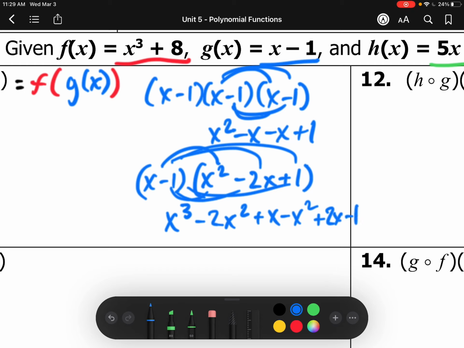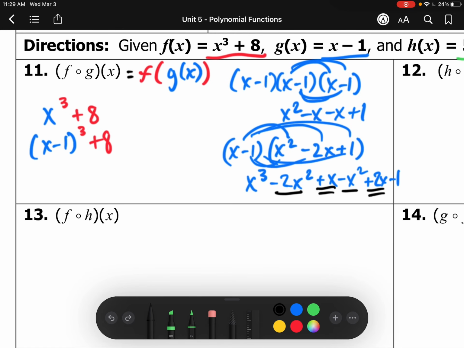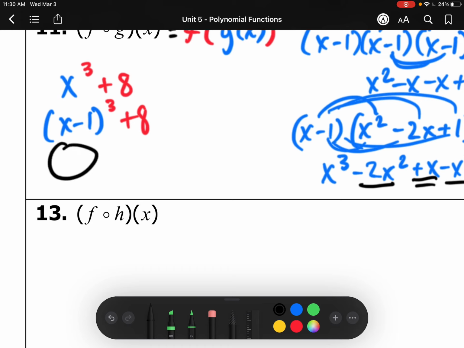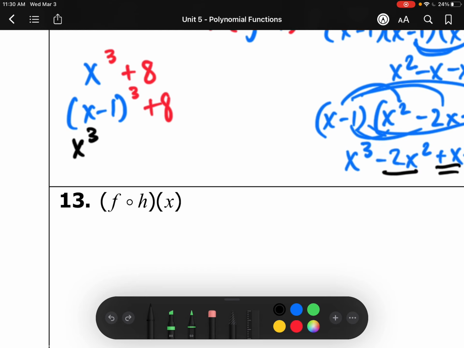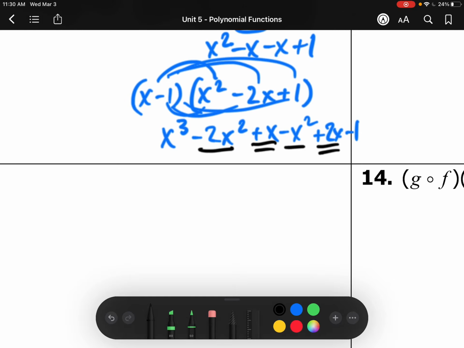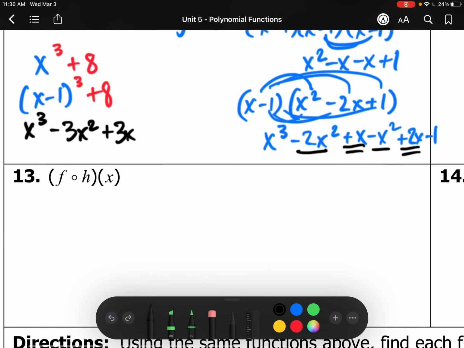So when I combine the like terms, I have negative 2x being combined with negative x, and then x being combined with 2x, right? I'm going to write this resulting function over here. So I have x cubed. I have negative 2x squared minus x squared, which becomes negative 3x squared, right? Negative 3x squared. Then I have x plus 2x, which is 3x, right? So plus 3x. And then minus 1.